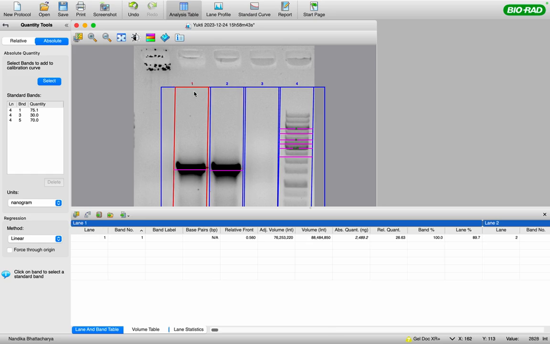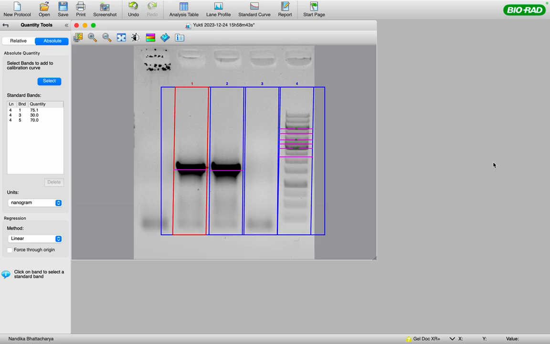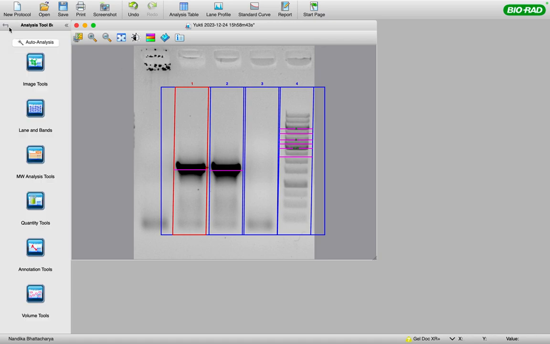Similarly, if we look at lane 1, it is saying 2489 nanograms. It's 2.5 micrograms of DNA in this band. So it has detected the amount of DNA in each of these bands based on the reference that we have given. This can be very useful for cloning or PCR products, to see how much product you have gotten from your reaction. So this is just an example of some things you can do in the image analysis.